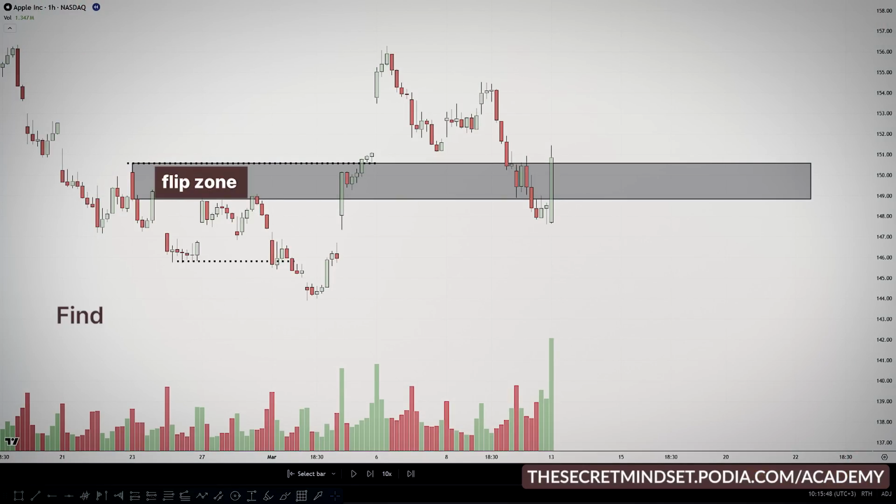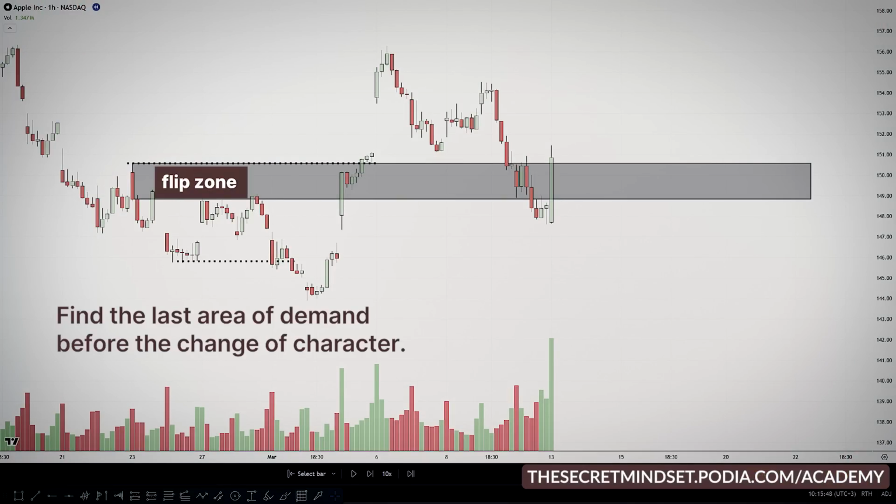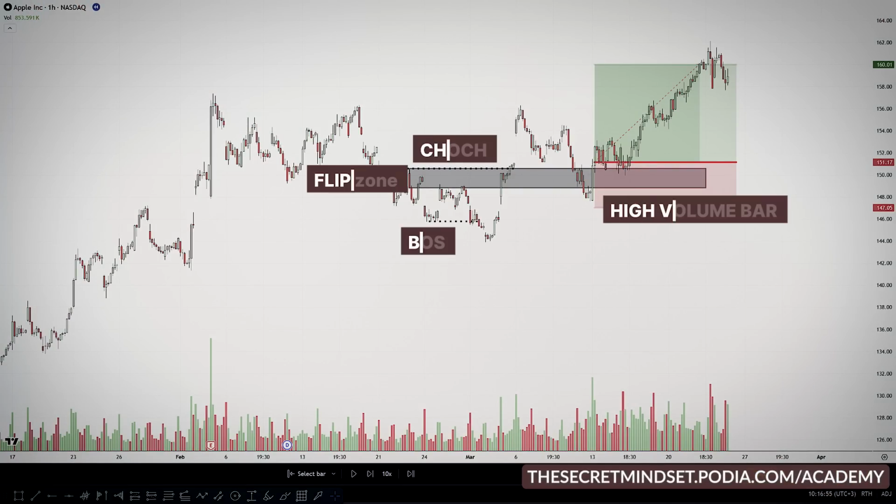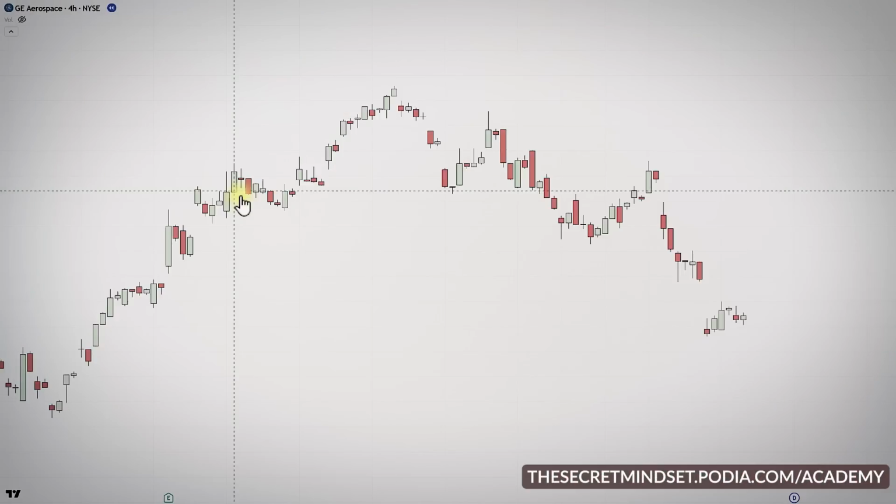Then we have the flip from supply to demand. The area just before the change of character, which was previously supply, now becomes potential demand. This is our key level to watch for potential entries. As price pulls back to this demand zone, this is where we look for our entry, confirmed by a bullish candle with higher volume. So by entering here, we're not trying to catch a reversal. Instead, we are joining a trend that's already in place. We're essentially betting that the larger uptrend will continue after this retracement.